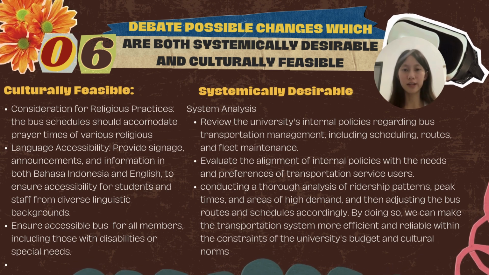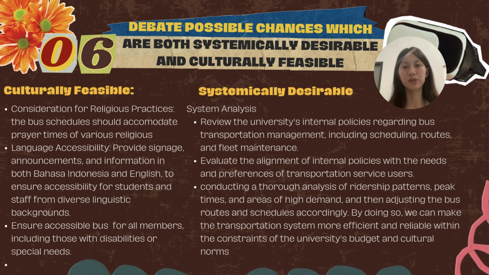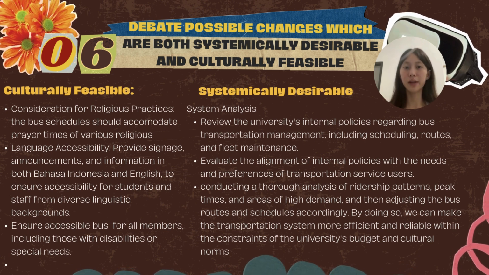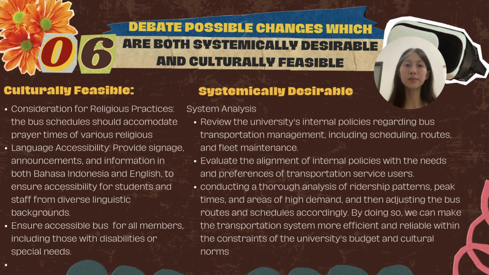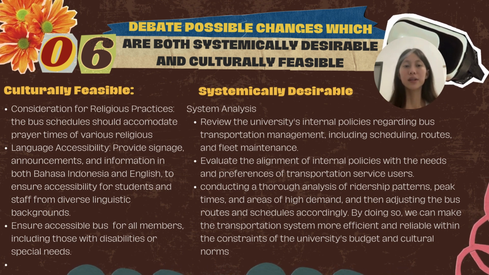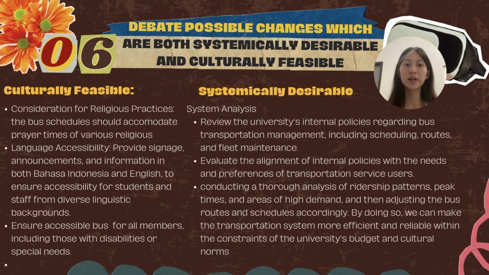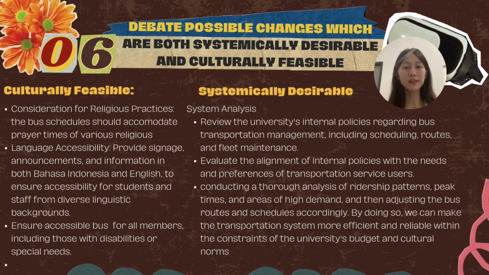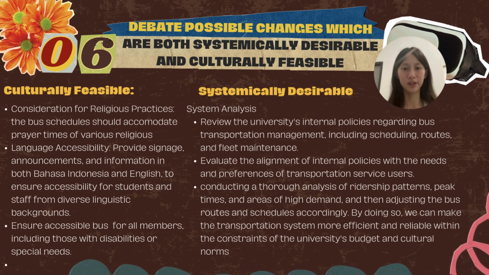The second one, as we know, is that President University is an international-based campus, using English as the main language, but we are also a university located in Indonesia. Hence, language accessibility must consist of two languages, Bahasa Indonesia and English, to ensure accessibility for students and staff with different linguistic backgrounds. The third point is that we need to ensure the bus is accessible for all people, including those who have disabilities or special needs.